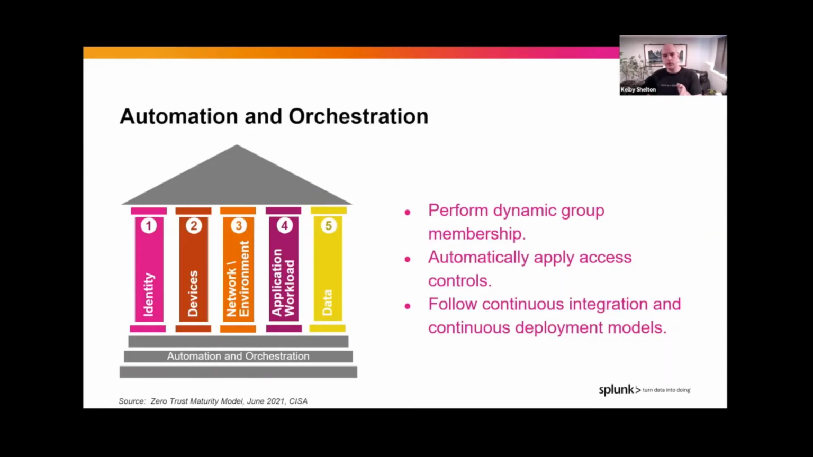These three bullet points are some of the guidance around automation and orchestration across those 5 pillars in that CISA document. And really the key highlights are performing dynamic group membership, automatically applying access control rather than waiting for someone to approve it, and following CI/CD deployment models.